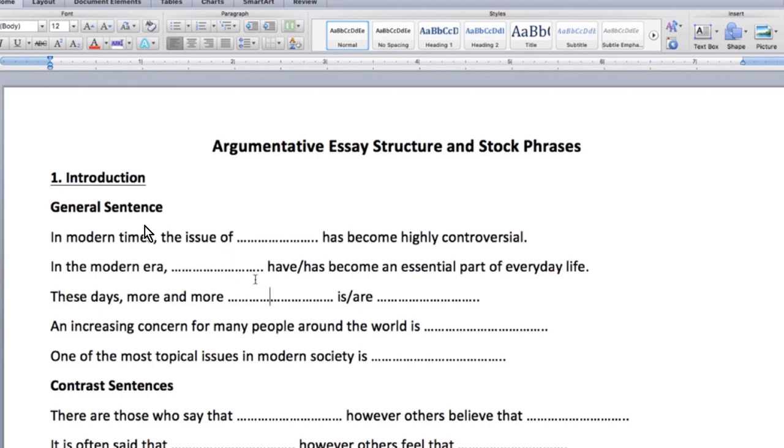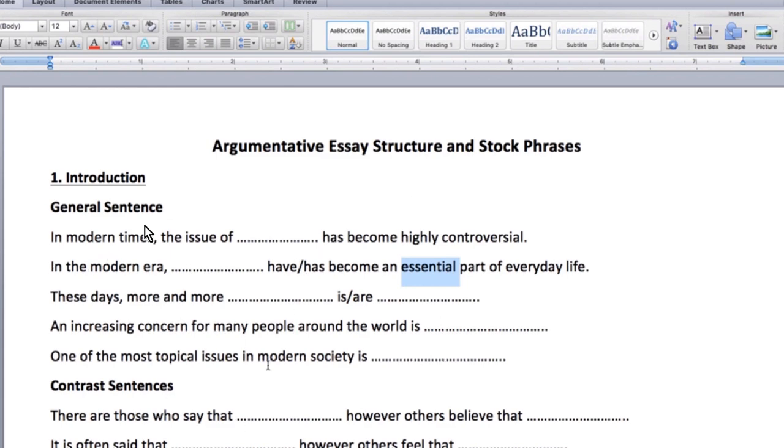In the modern era, smoking an essential part of everyday life? No, that doesn't really work. These days, more and more, maybe you can say governments are banning smoking in public places. That would work. An increasing concern for many people around the world is smoking in public places. That's fine. One of the most topical issues in modern society is smoking in public places. So all of these are fine except maybe this one.